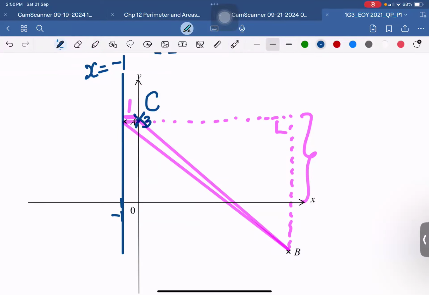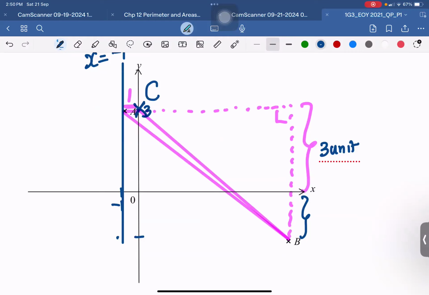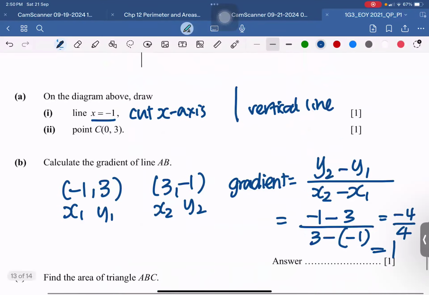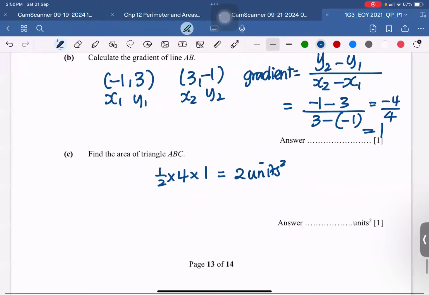So this part over here from 3 to 0 is made up of 3 units. And this part, B is 3, negative 1. So this is negative 1, so this one here is 1 unit. You add together, the total height is 4 units. So the area of the triangle will be half times 4 times 1 unit. No negative numbers, it's just the number of units for length. Then your answer will be 2 square units. Are you okay with this?